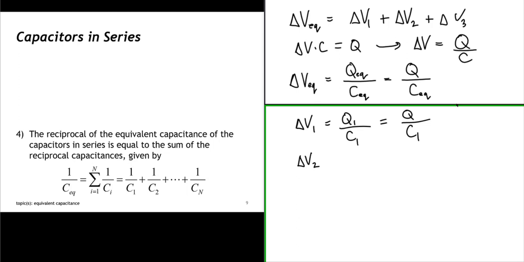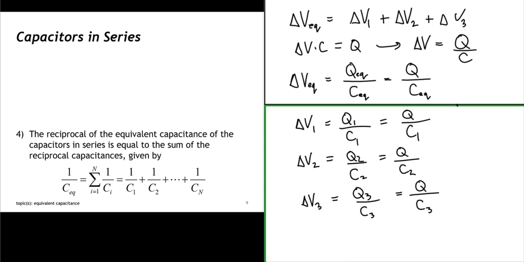This holds true also for the potential difference across capacitor 2, being equal to the ratio of the charge Q to capacitor 2's capacitance, and also for capacitor 3. The potential difference across capacitor 3 is equal to the ratio of the charge that is on each of the capacitors over capacitor 3's capacitance.